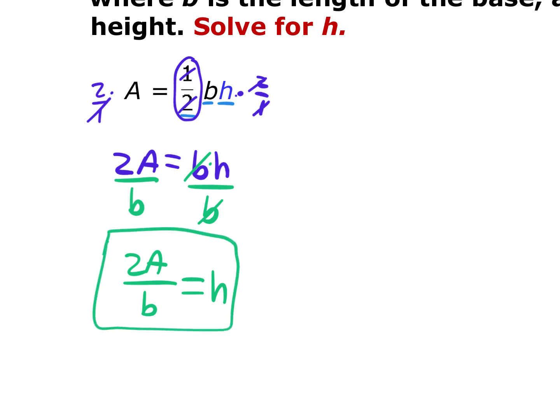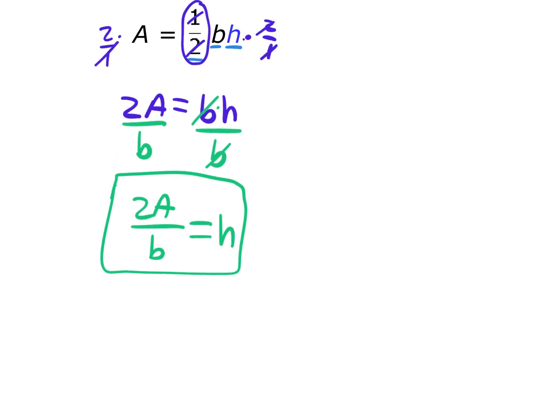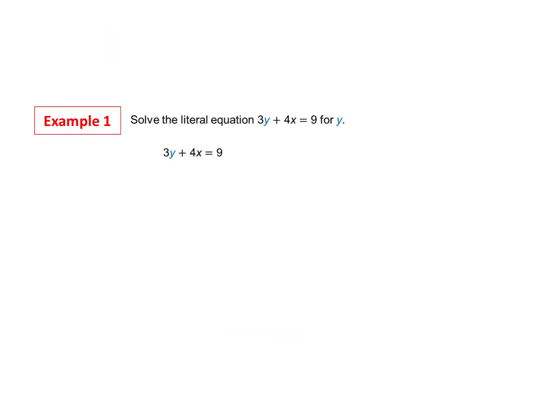So this is our final answer: h equals 2a over b, or 2a over b equals h. Again, the order doesn't matter. You could also write it as h equals 2a over b. That's fine too. All right, so let's try some more examples that maybe require a little bit more steps.